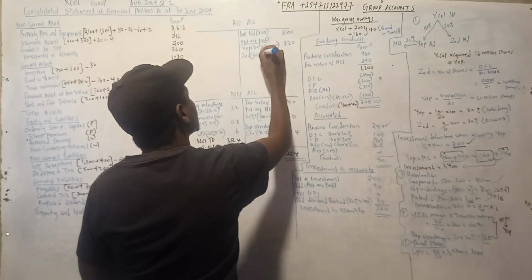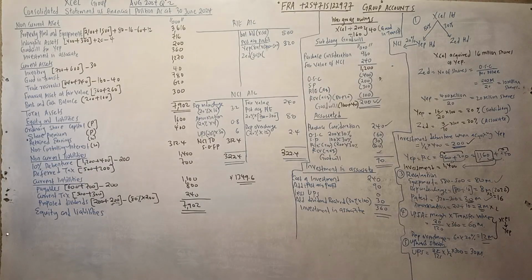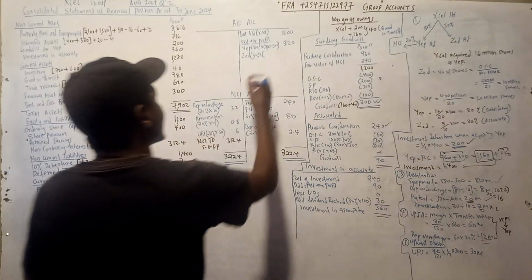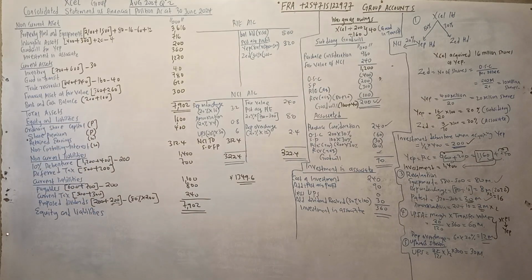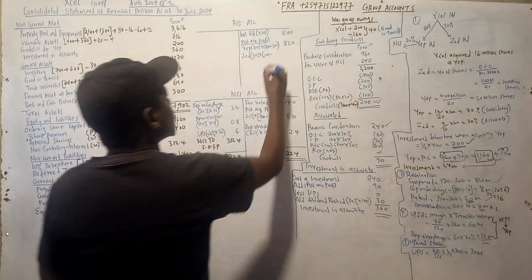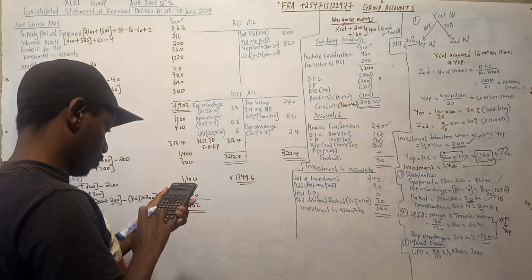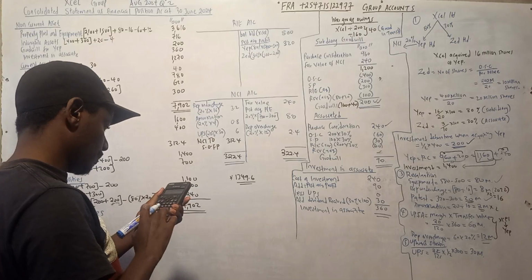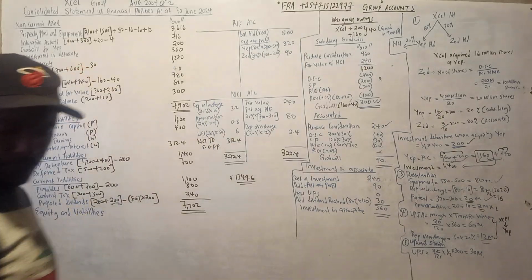Now for Z, retained earnings is 500. At the date of acquisition, retained earnings was 200. That is the cost. So 500 minus 200 times 0.3. That is 90. Now let us check for depreciation.